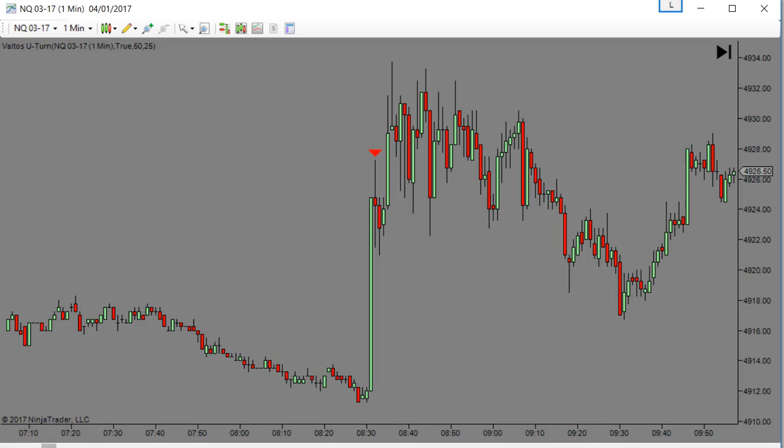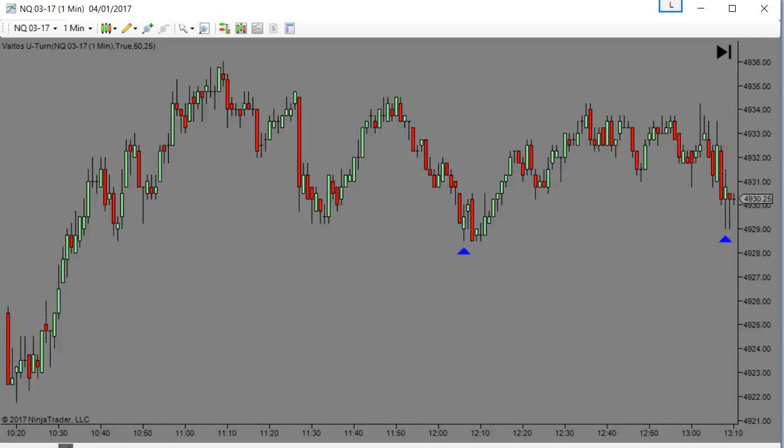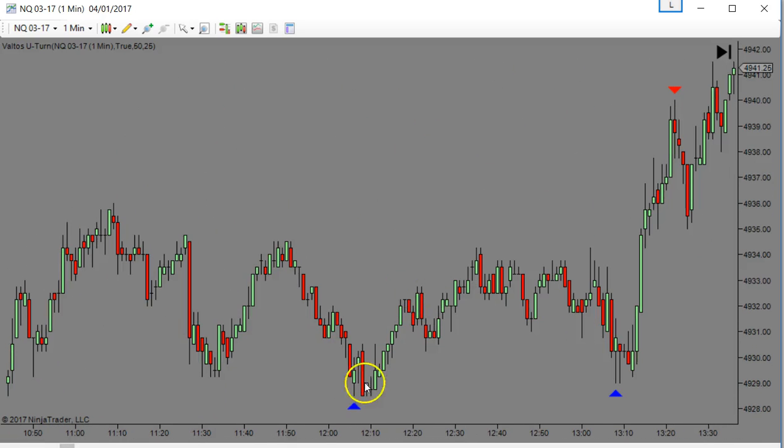Okay, so this is the NQ chart. I'm just going to blow through this. I'll try not to comment. I'm sure I will. This one failed. It's right on the cash open, though. You can still take these signals on the cash open, but just realize, obviously once the cash opens, you get a lot more volatility. Here's a nice move. Here's a nice move. Here's a nice little move.